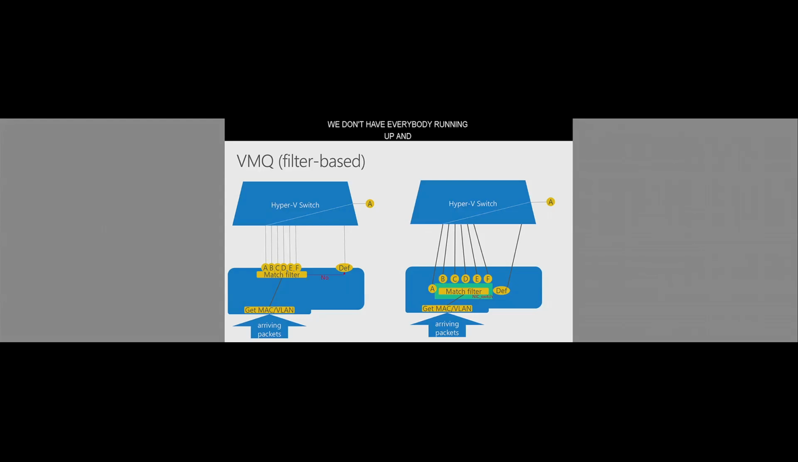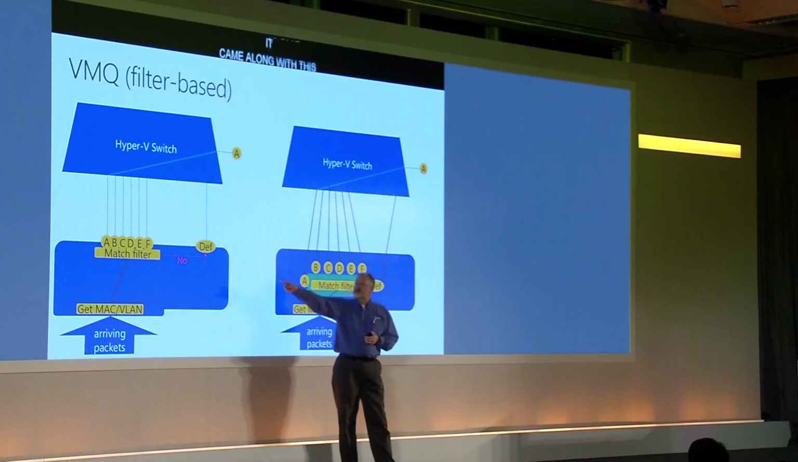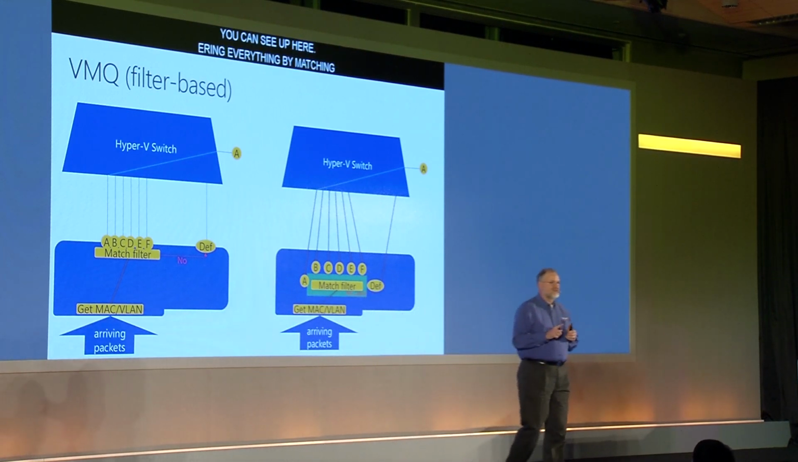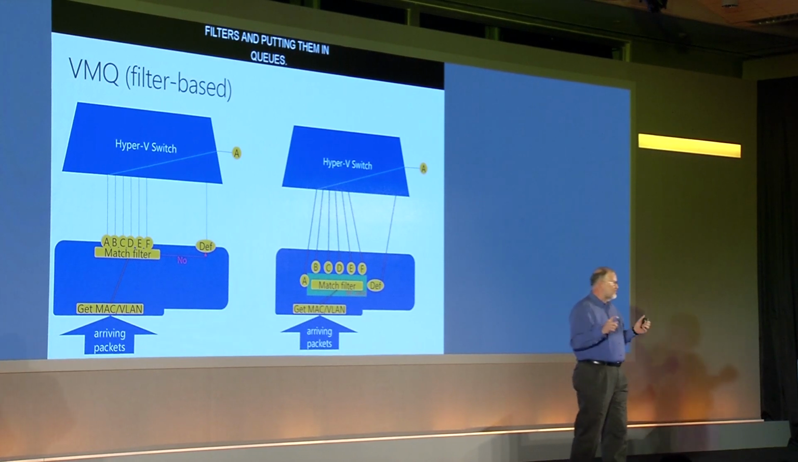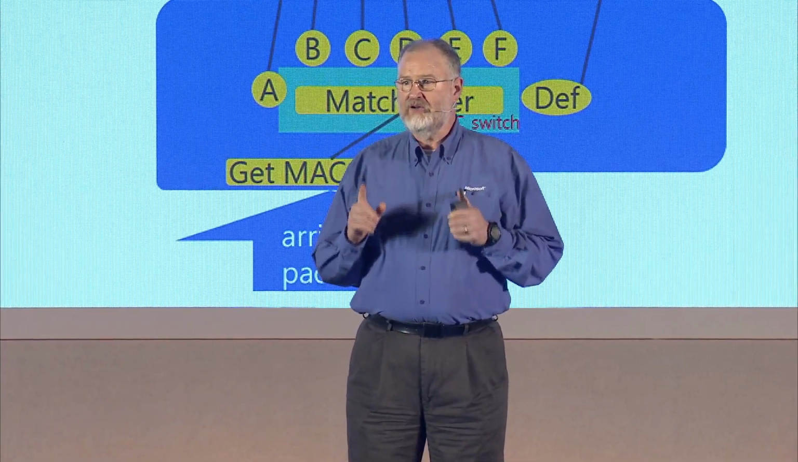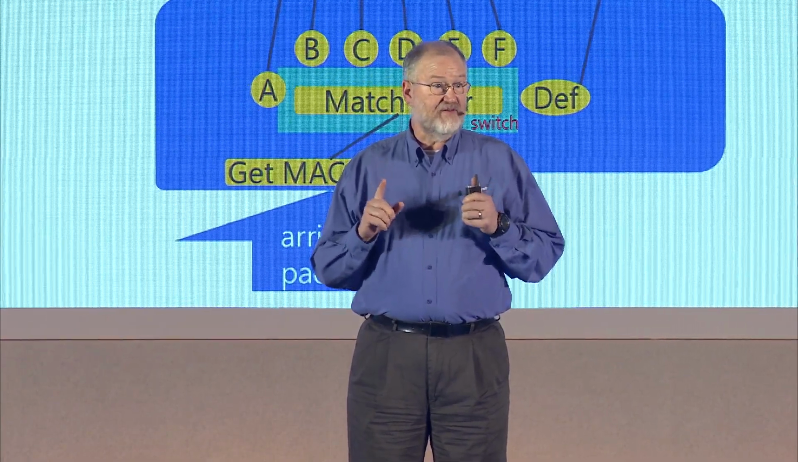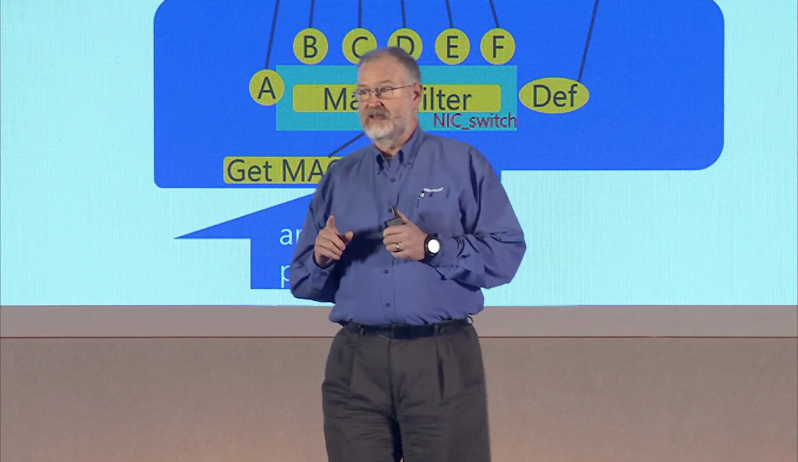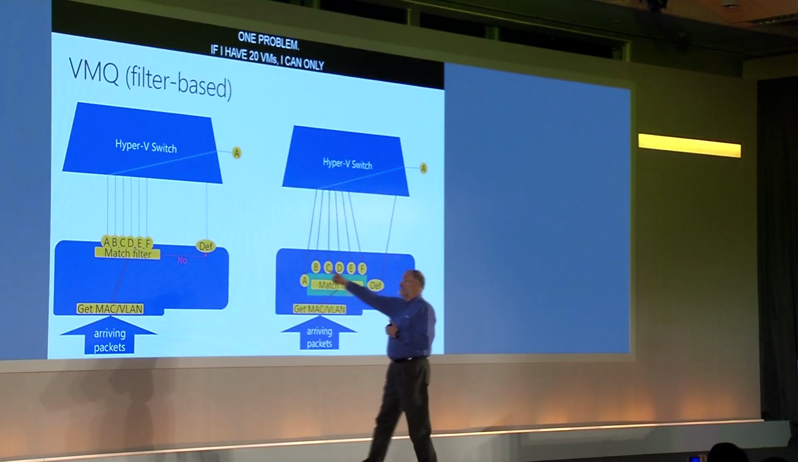So, VMQ, virtual machine queues, came along with this spreading technology that RSS brought us. And in the first days, we did everything, as you can see up here, by matching filters and putting them in queues. Except for one problem. Many of those early NICs only had 8 or 16 queues. If I have 20 VMs, I could only give 7 or 15 of them their own queue. Everybody else ended up lumped together in the default queue.